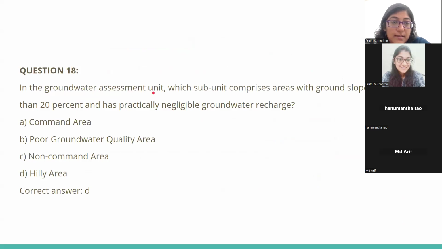So in the groundwater assessment unit, which subunit comprises areas with ground slopes greater than 20% and practically negligible groundwater recharge? It is the hilly area. So option D is the correct answer.